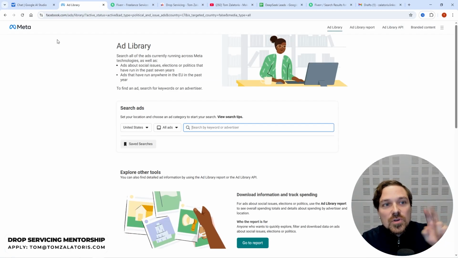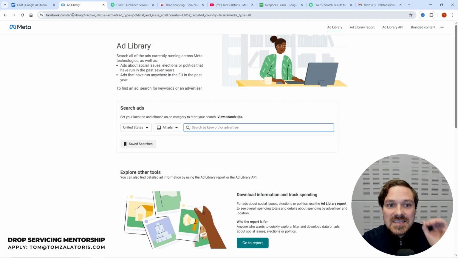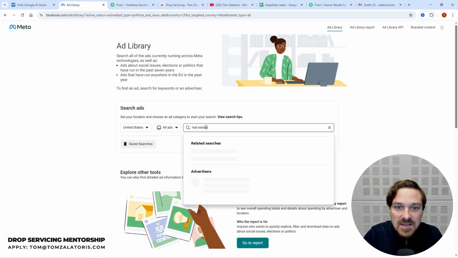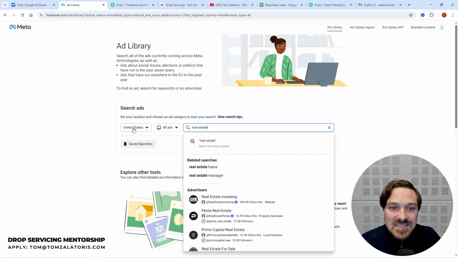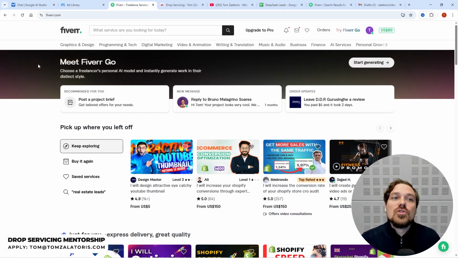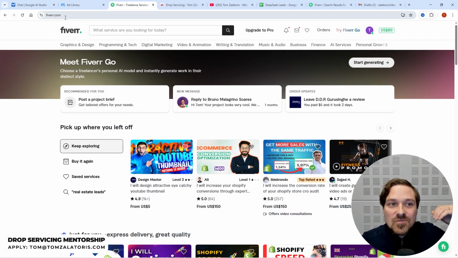Then step 2, go to facebook.com/ads/library and type in real estate, right? Choose United States or another country where you want to earn the money and then search. Once you do that, also go to fiverr.com and register an account.